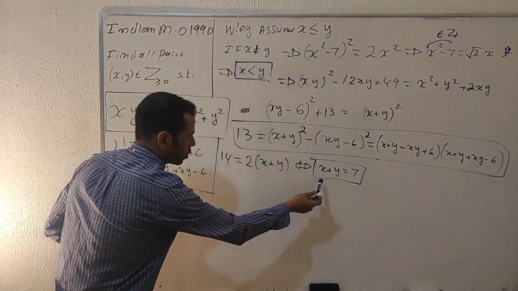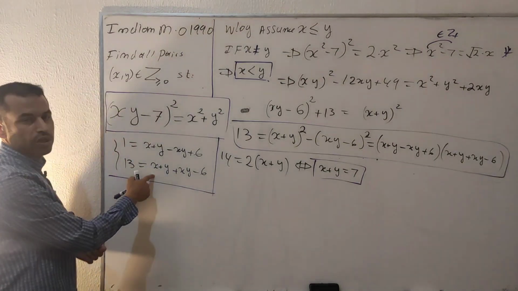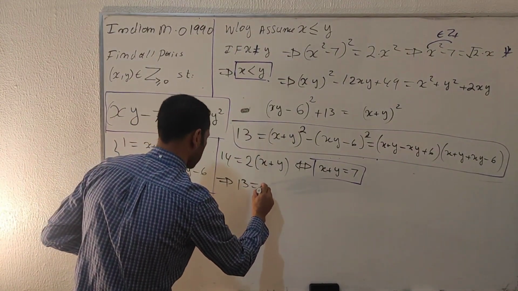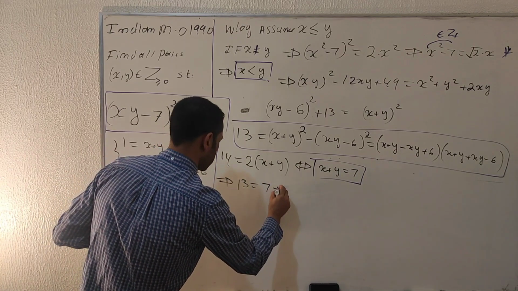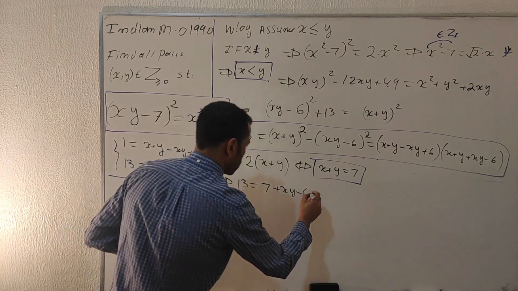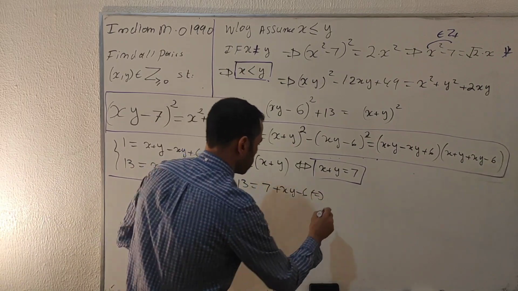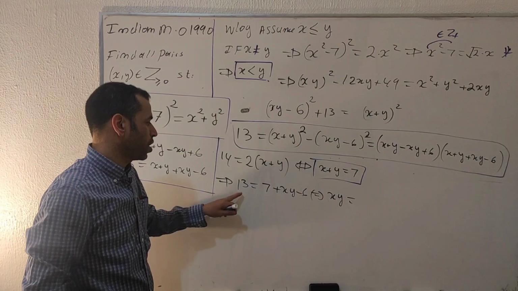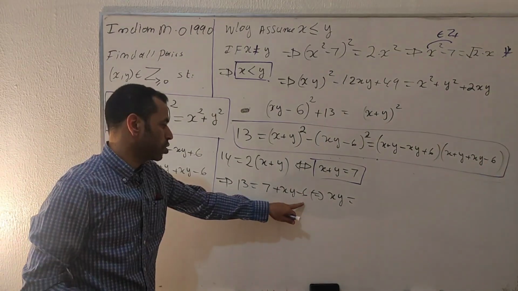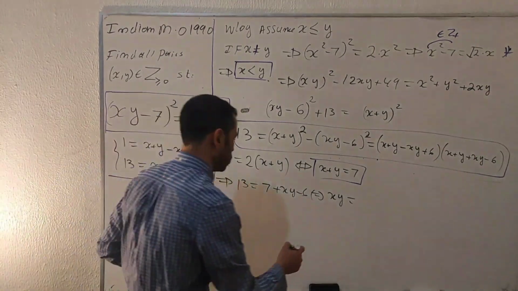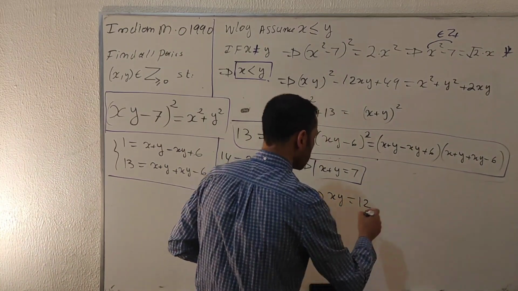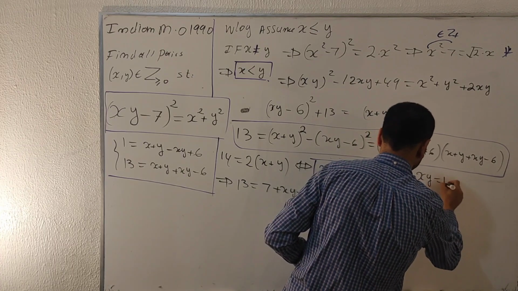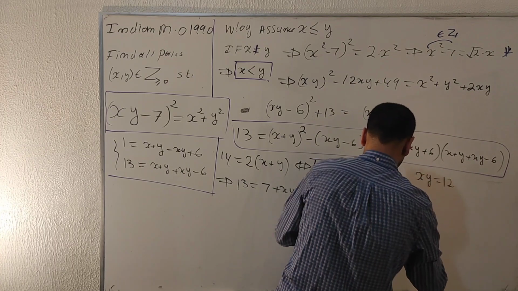So I'm simply going to take this found fact and insert it into the second equation. Which means I get 13 equals 7 plus xy minus 6. So xy, I'm going to move all the numbers to the left. I get 7 minus 6, which is 1, 13 minus 1, which is 12. So I have ended with the following relationship between x and y: the product xy equals 12.